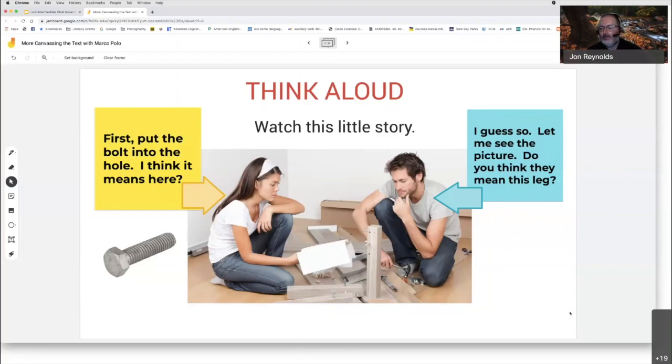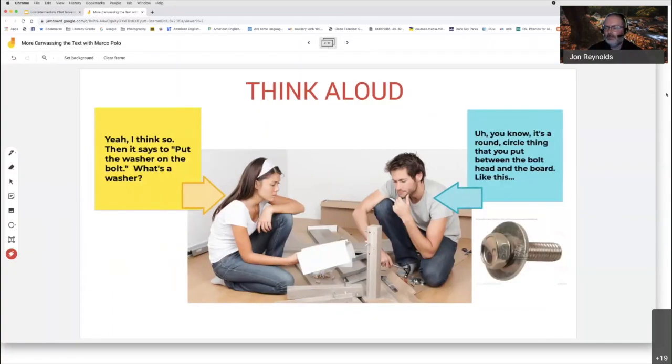Okay, now, first off, if you notice the bolt is the picture you see here at the bottom. That's a bolt right there, okay? And then she says, I think it means here, like in the picture, and the man says, I guess so. Okay, so now we understand, okay? So let's continue. So Fatiha and Tugba, let's continue. Okay, so Fatiha, you continue.